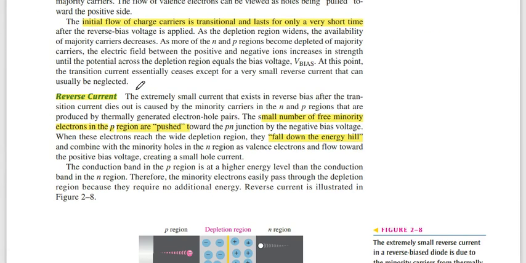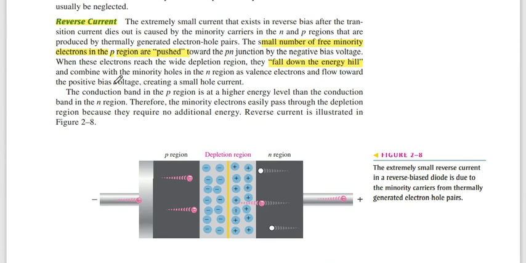Next, reverse current. This shows what happens when the current is reversed. In reverse current, a very small amount of current flows through the diode, as electrons flow through the depletion region and reach the positive terminal of the battery.